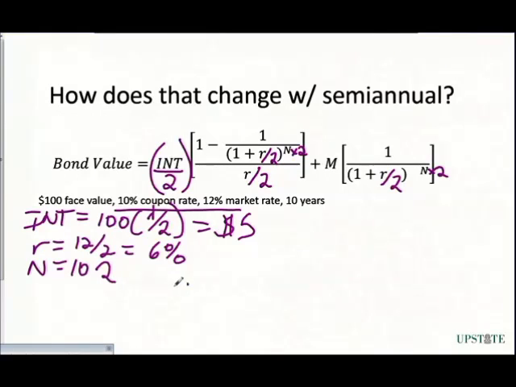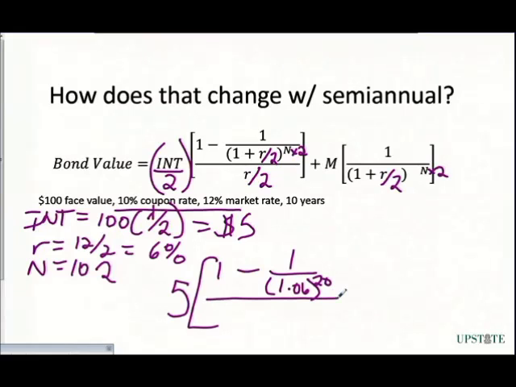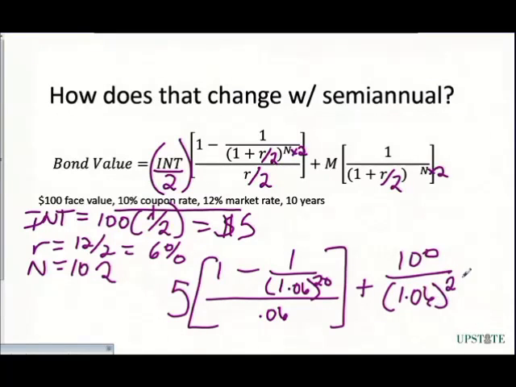So we put all this in. We have our $5 multiplied by 1 minus 1 over 1.06 to the 20th power, divided by 0.06, plus our face value, which is $100, and that value does not change. That value is still $100. It still receives $100 regardless of how many compounding periods there are in the middle. And that is then divided by 1.06 to the 20th.